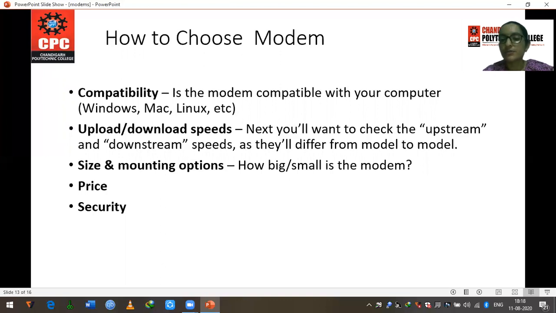Size and mounting option: how big or small your modem is, as you need according to the adjustment of your table and all that. What should be the price you need. And security: what about the security, is your data secured or not?